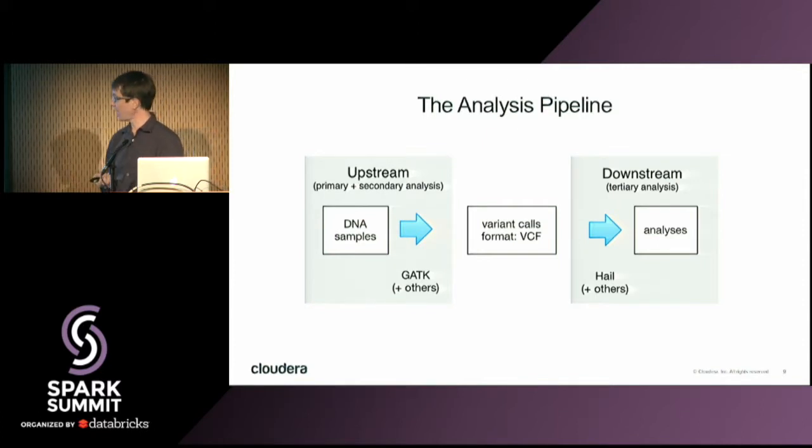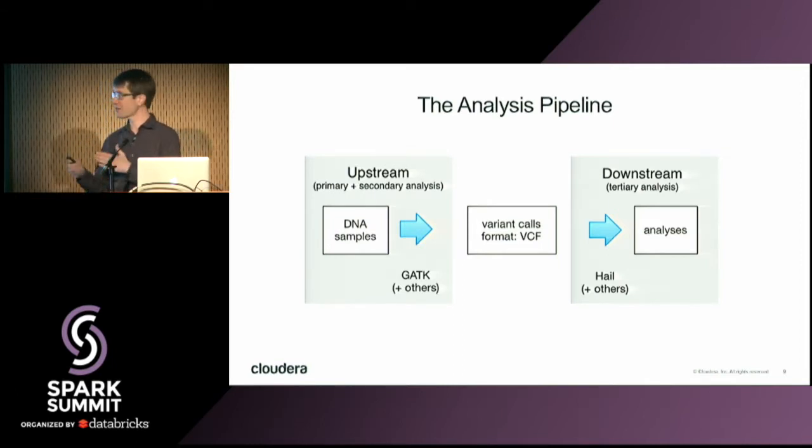So the pipeline that we have can be divided into two parts, upstream and downstream, and I'm going to talk about both of them, and I'm going to talk about the Spark technology that implements that part of the pipeline. So upstream is where we have, like on that diagram earlier, the DNA samples, and we go all the way through to producing this file of variants called the VCF file.